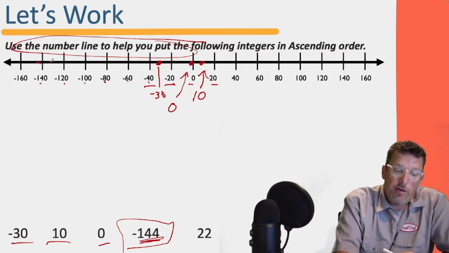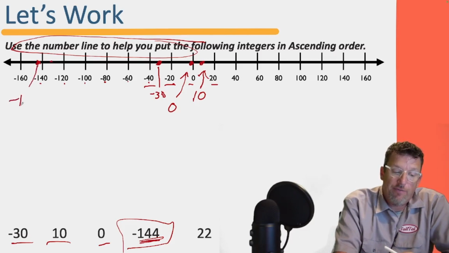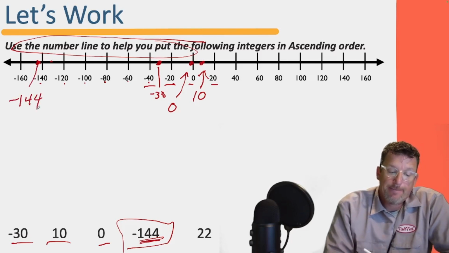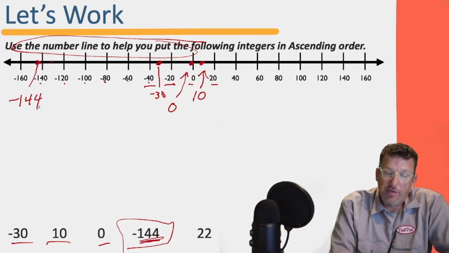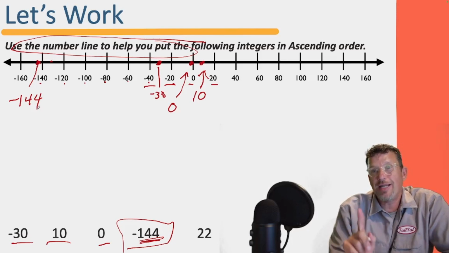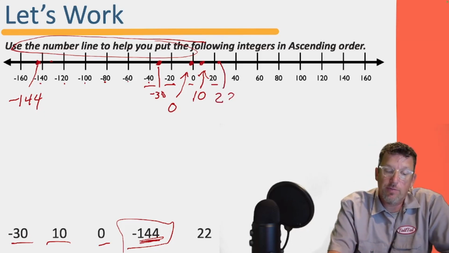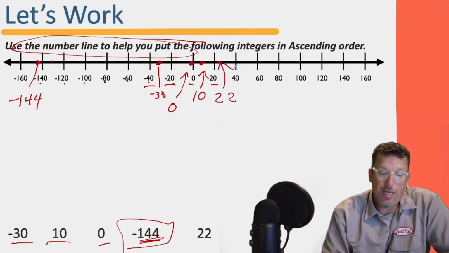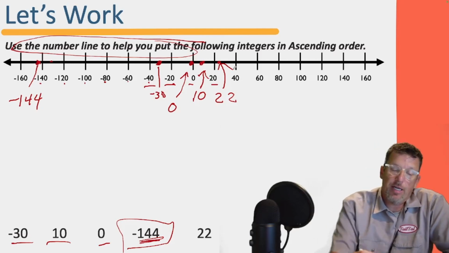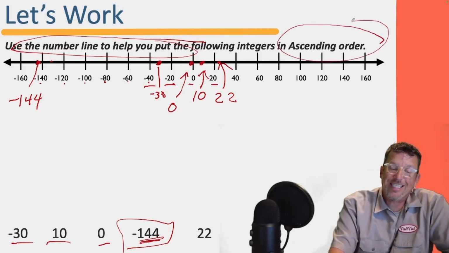So negative 144 would probably be somewhere right there. So that's negative 144. And then where's 22? Well, that's a positive number, so we know that has to be on the right side of the 0. Positive 22 would be right after it. So now we've got our integers placed on the number line. Our goal was to put them in ascending order.